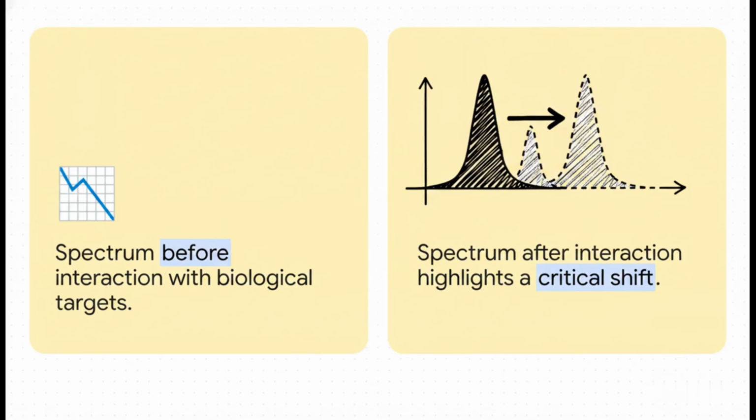Actually, scratch what I said earlier about looking for new peaks. When we're looking at interactions, we're really looking for a shift in the existing peaks. We compare the before and after spectra and we look for a distinct movement. A physical interaction, like binding to a biological target, literally alters how those chemical bonds vibrate. That change in vibration makes the peak shift its position on the graph. It proves without a doubt that a physical, structural interaction went down.